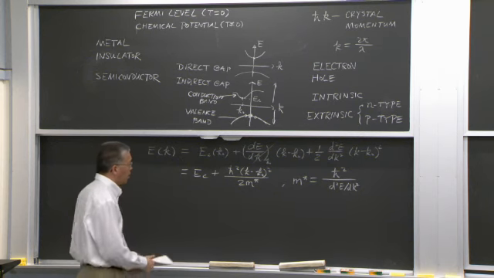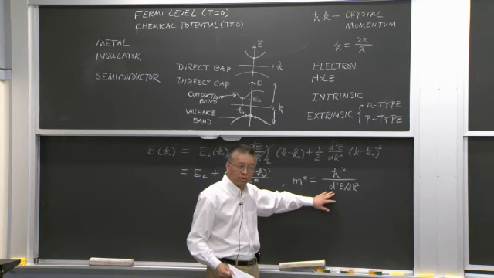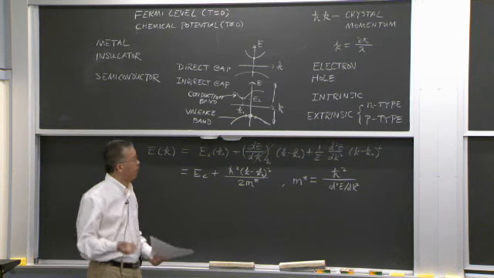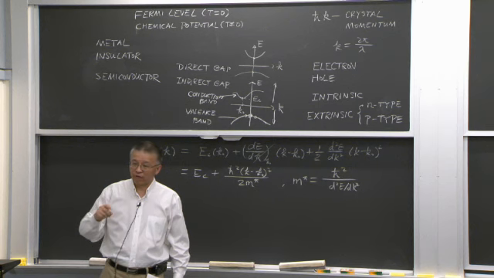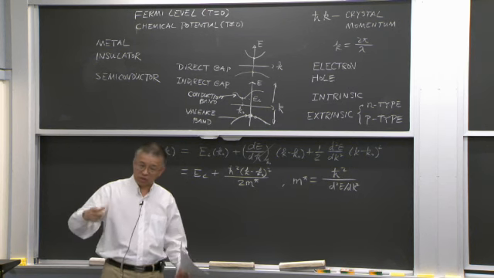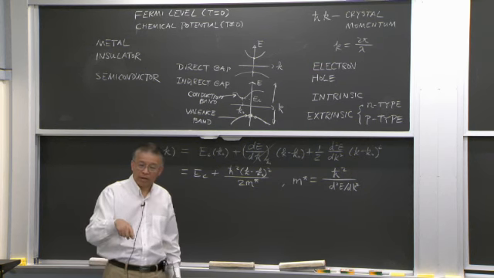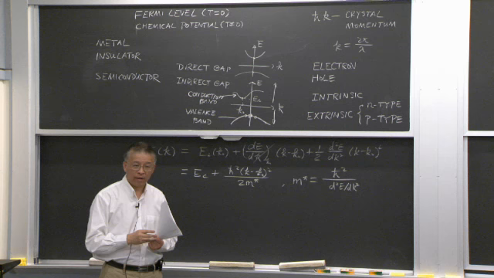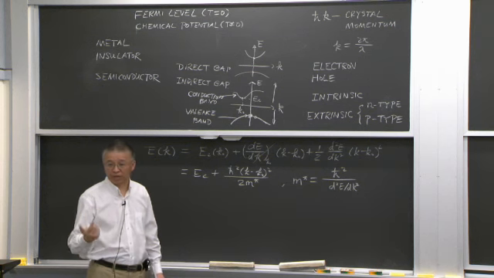So you can say this m star is related to the second order derivative of this curve at the bottom, right? So if the m star is large, how does that shape look? Flat, right? If m star is small, that local parabola is narrow. If m star is large, the local parabola is fat, right? So this mass, in fact, has a unit of mass.